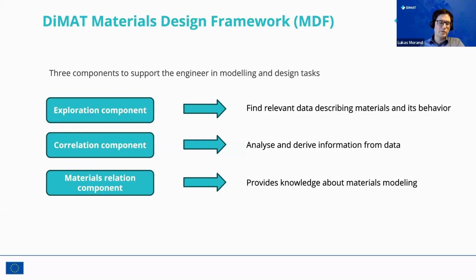So it consists of three components: an exploration component, a correlation component, and a material relation component. And these three components basically give you the path of how you can go on. So first, you find the relevant data that is describing the material and its behavior. When you have found such data, then you can analyze and derive information from it using the correlation component. And at the end, based on your findings, you can use the material relation component that provides you knowledge about the right material model.